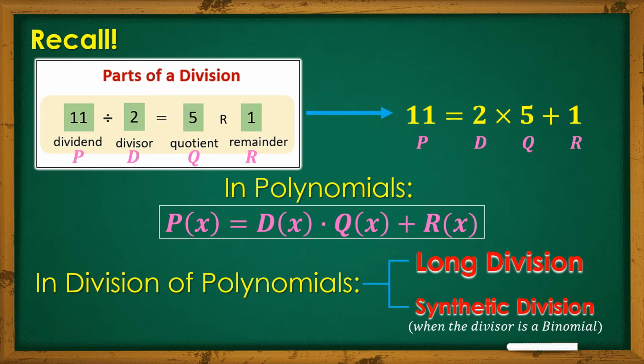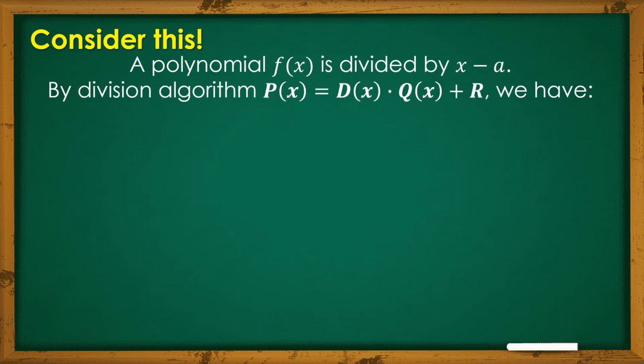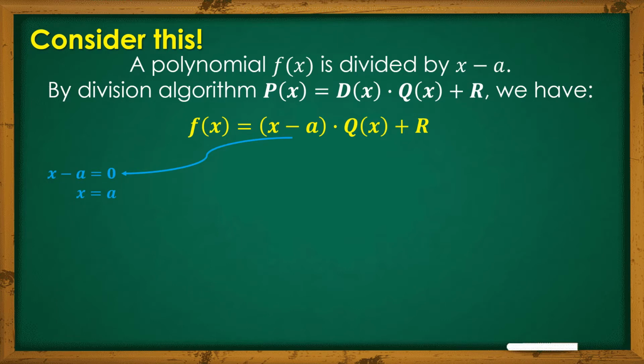Now, let's start discussing the lessons on Module 9. Let's consider this. A polynomial f of x is divided by x minus a. By division algorithm, p is equal to d times q plus r. We have this. Take note that x minus a, which is our divisor, ay ginagawa natin ang ganitong solution. We are equating it to 0 para makuha natin yung value ng x.